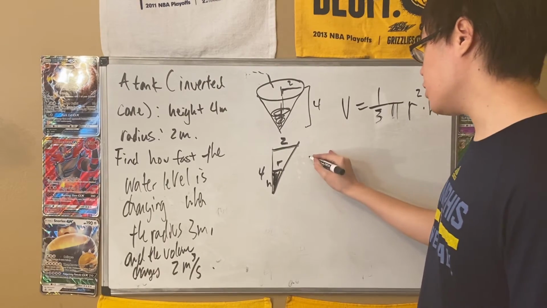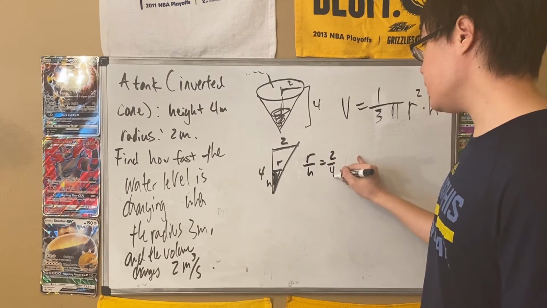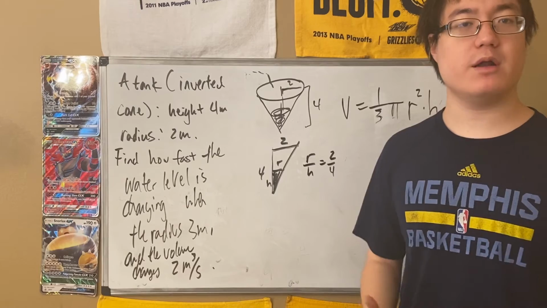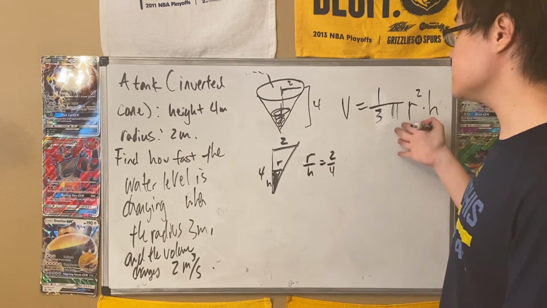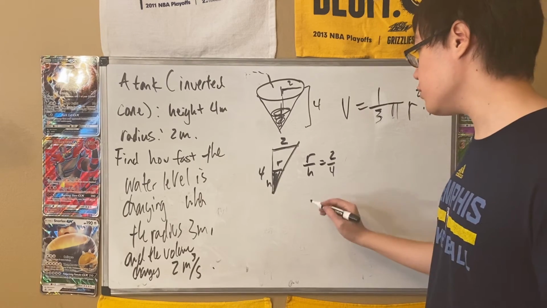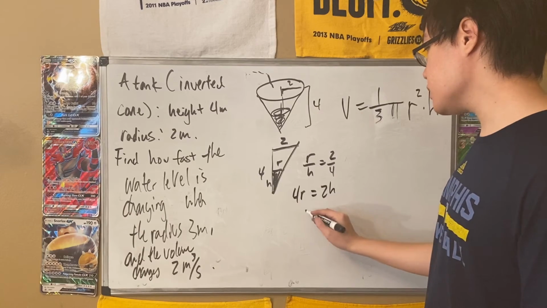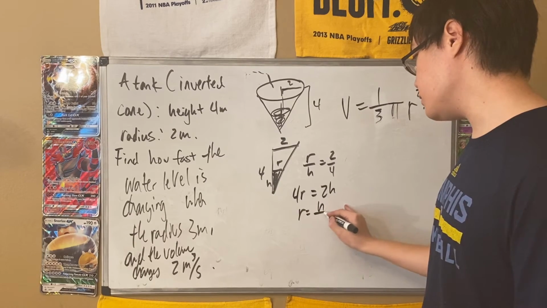So r over h is equal to 2 over 4. The point of doing this is to make this harder formula be in terms of just one variable. When I cross multiply, 4r equals 2h, so r is equal to h over 2.